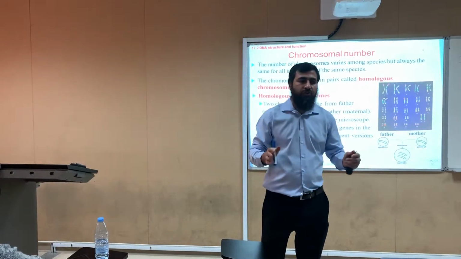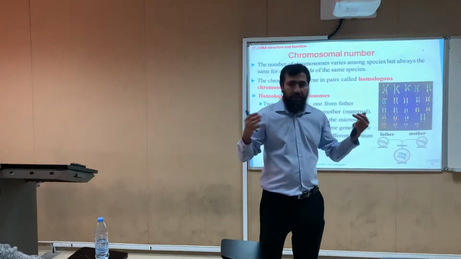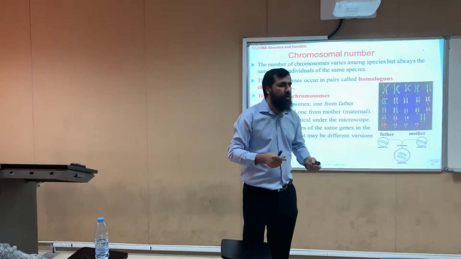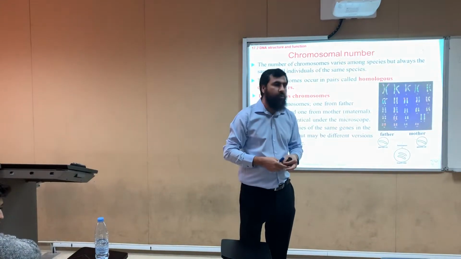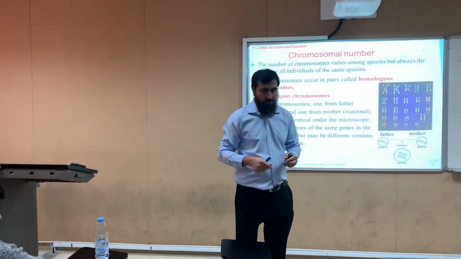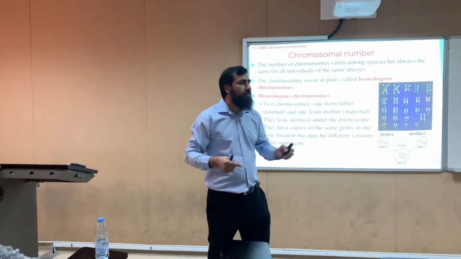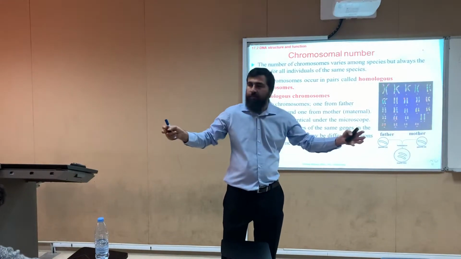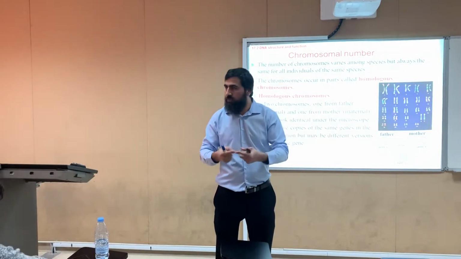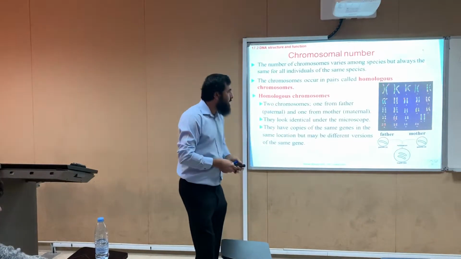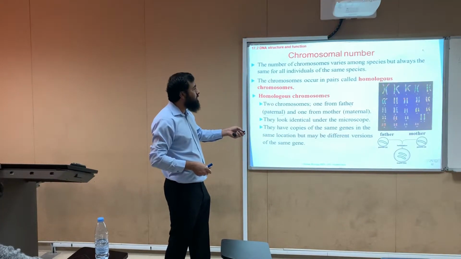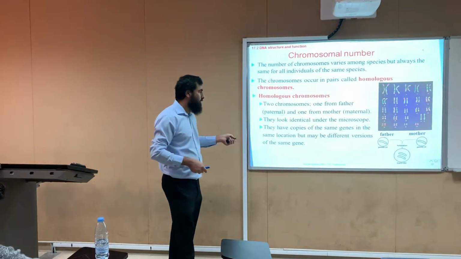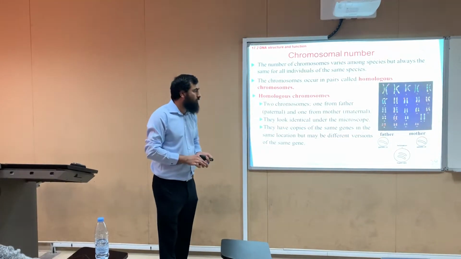Because during sexual reproduction, when the sperm and the egg come together, and we're going to talk about this later, about haploid and diploid cells, this will make it much easier to understand what I'm talking about. The sex cells have half the number of chromosomes compared to normal cells. So when they come together, it restores the full number of chromosomes. That's why they come in homologous pairs, because you get one from the father and one from the mother. So that's what homologous pairs mean.